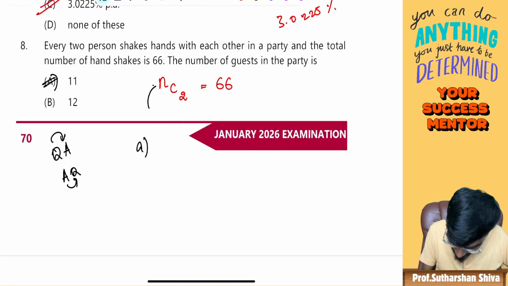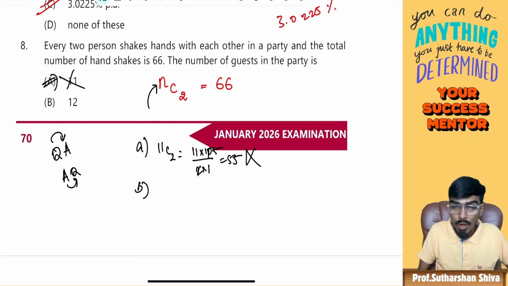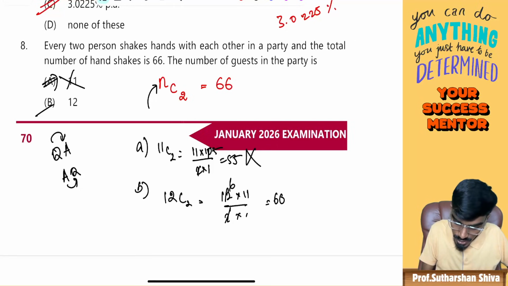We'll take option A and substitute in the nth place 11C2. What is 11C2? It is 11 into 10 divided by 2 into 1, which is equivalent to 55. Definitely not my answer. Now come to option B. What is option B? 12C2. What is 12C2? 12 into 11 divided by 2 into 1. If I cancel it out, I will be getting 66. So the number of guests in the party is 12 guests.